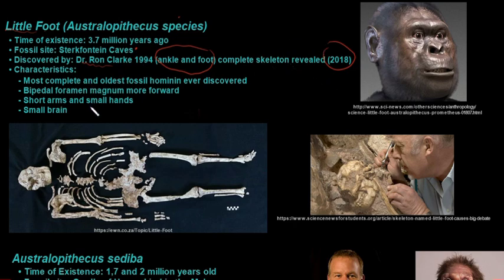So the characteristics here: most complete and oldest fossil hominin ever discovered. This has since changed. I'll tell you a bit about it when we get to Australopithecus sediba. And then it's bipedal because the foramen magnum is more forward, short arms and small hands, and then a small brain. So this is the complete skeleton that they had then found, and that is Dr. Ron Clark busy with the excavation, and then obviously a reconstruction of Littlefoot.